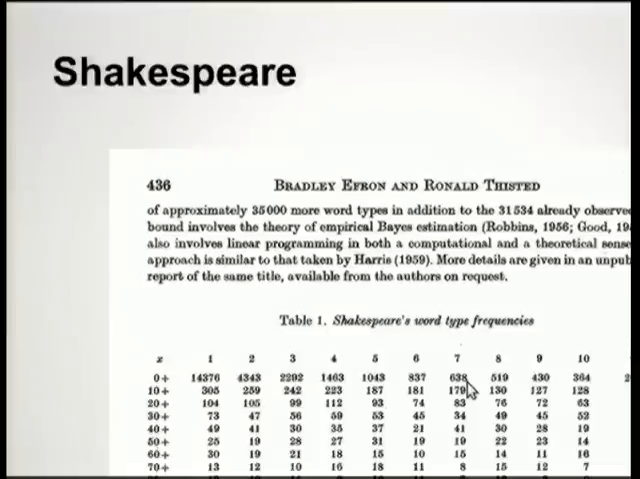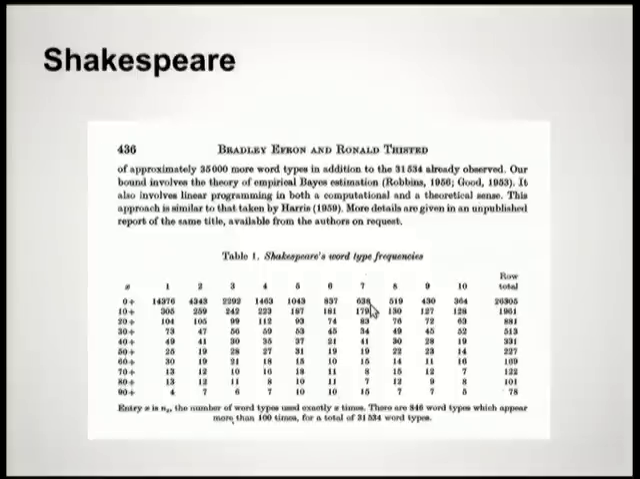But the general idea is that you can think of the words that Shakespeare actually wrote as being a sample from the entire population of words that he knew. And in the same way that we estimate how many unknown species there were, we can estimate how many unknown words there were. Yes?